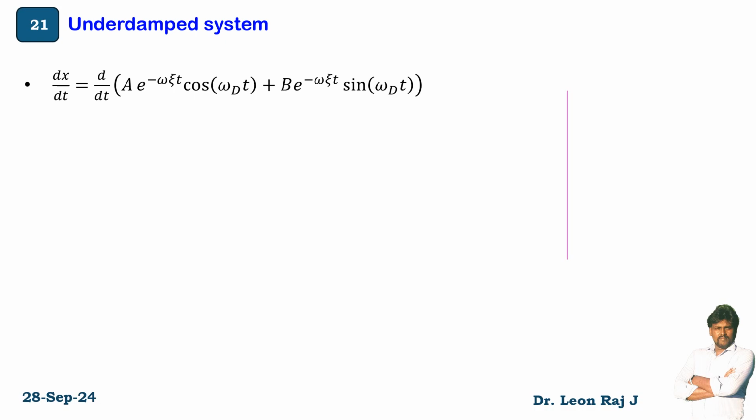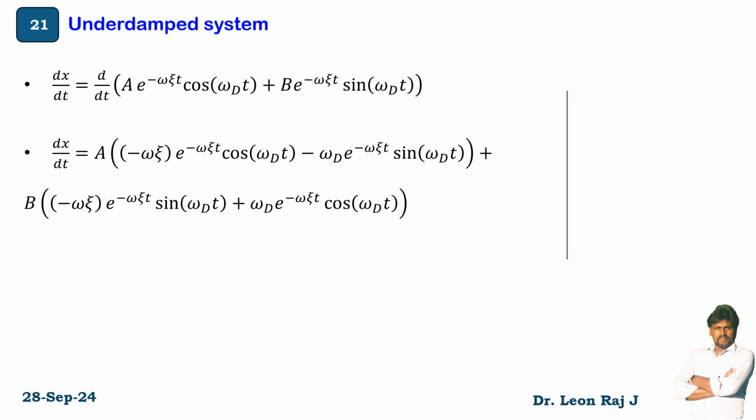For finding that, we have to find dx by dt. Dx by dt is a e power minus omega xi t cos omega d t plus b e power minus omega xi t sin omega d t. Here t is there in the exponent and also in the cos and sin terms, so you cannot use normal methods for differentiation. You have to use the UV formula method. So what is the UV formula? U V dash minus V U dash. This is your U and this is your V.